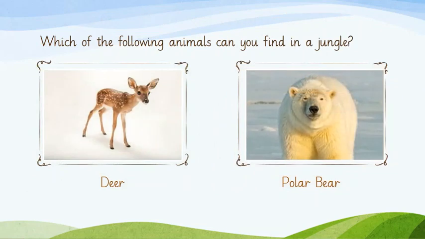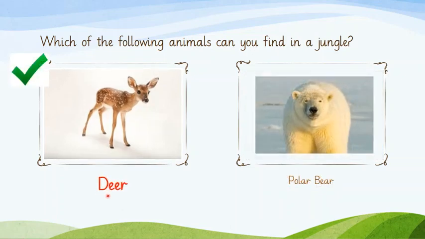Which of the following animals can you find in a jungle? Do you find a polar bear in a jungle? Or do you have a chance of seeing a deer in a jungle? The correct answer is you may find a deer in a jungle because polar bear is only found in very cold regions where there are no trees and obviously no forests.